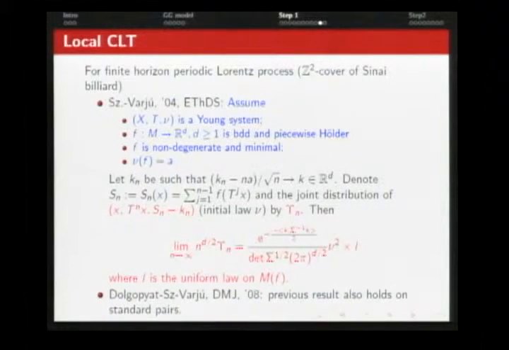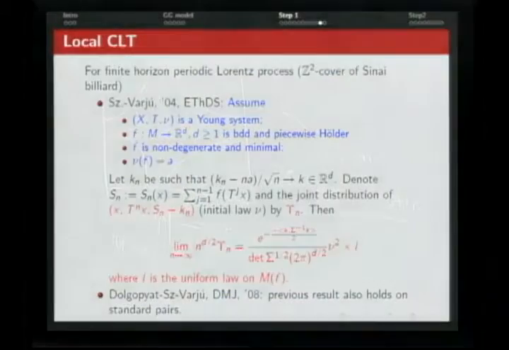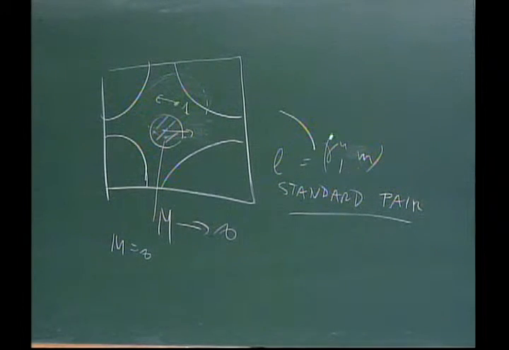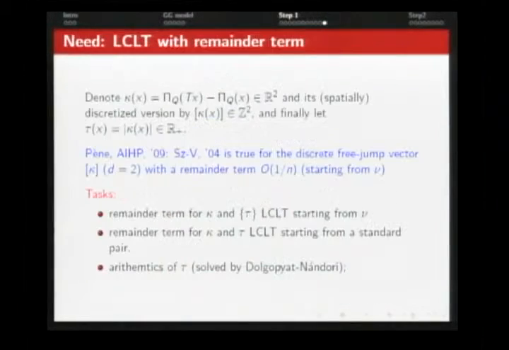In another paper with Dolgopyat, we needed an improved version of the local central limit theorem, namely, you don't start from the invariant distribution, you start from a standard pair. So you start from an unstable curve with some nice probability density. Of course, it's a harder question technically, but the claim is the same. And so what we now work on is the same thing where we have to obtain a remainder term.